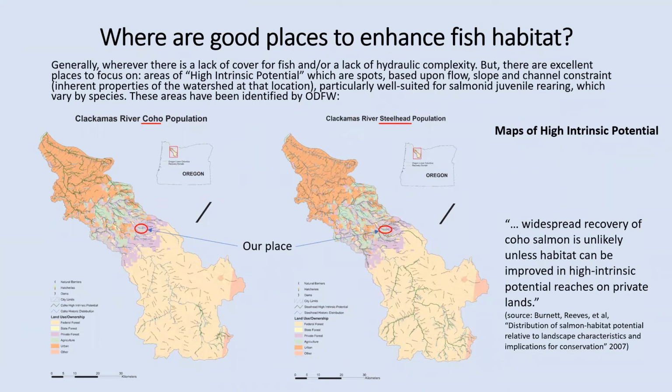And one of the first papers proposing this idea was by some folks named Burnett and Reeves and others in 2007. I think there's a quote here that's particularly apt, where it basically says the widespread recovery of coho salmon is unlikely unless habitat can be improved in high intrinsic potential reaches on private lands. And I firmly believe that, just based on the fact that the coho historically have lived in the flatter areas of our watershed in particular.